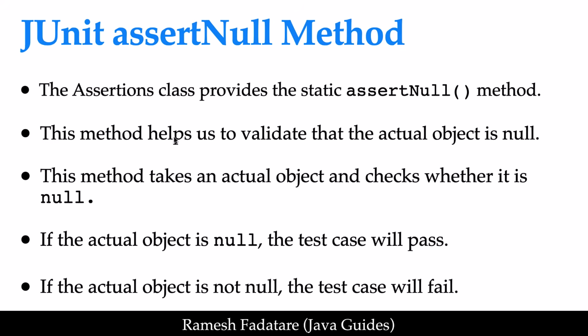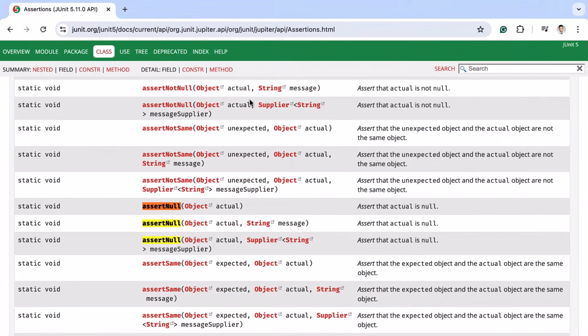Next, let us take a look at a few overloaded assertNull methods. So let's go to the Javadoc of the JUnit framework. Here you can see the Assertions class. Within that there are a few overloaded assertNull methods, which are static methods. The first overloaded assertNull method takes a single parameter of type Object, and the second takes two parameters, the actual object and the message. This message field we can use to add a custom error message. Whenever the test case fails, this custom failure message will be displayed in the report.